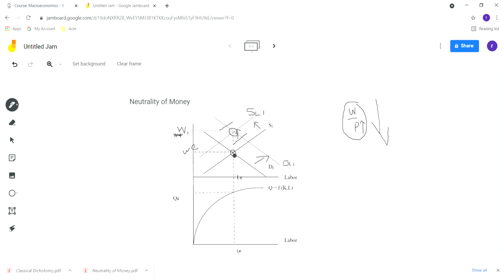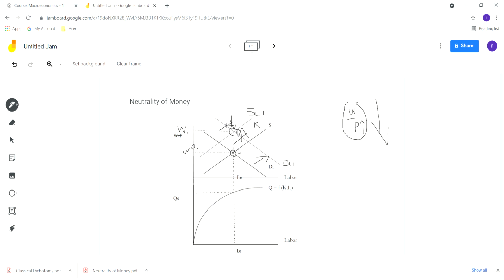Similarly, if this is the point, then there is underemployment, and people will be competing among themselves, and money wage will fall. Similarly, here competition among producers to attract laborers will result in money wages rising. So that is why the labor supply curve is passing through this point and not to the right or left of this equilibrium point. So that is the idea of neutrality of money. Hope it is clear to you.